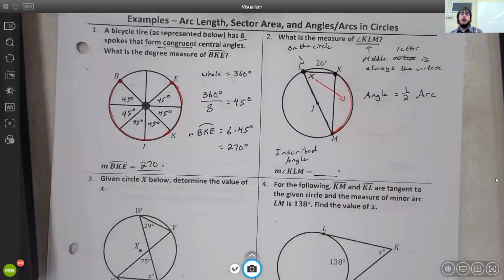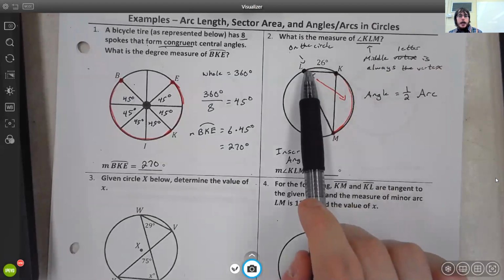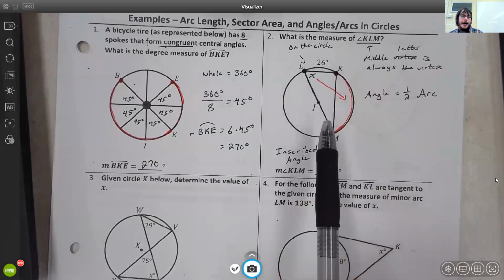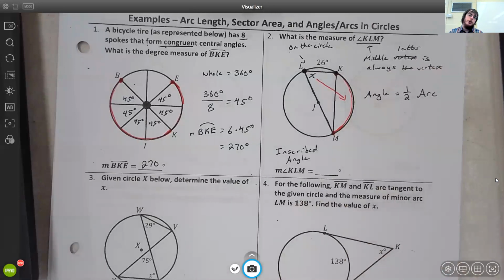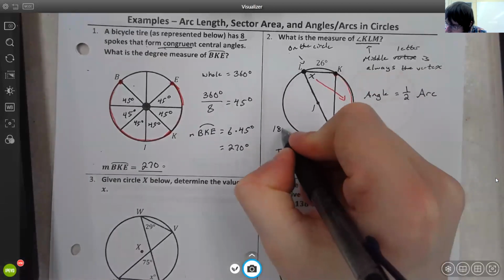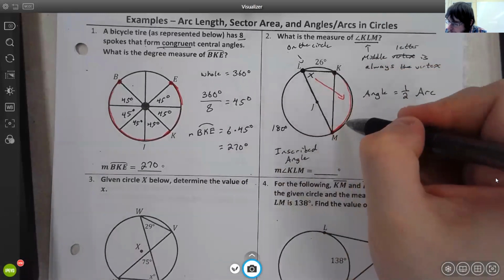So how are we going to determine that arc? Well, we know that arc LK is 26, but we also know that LM is a diameter. And what does a diameter do to a circle? Well, a diameter cuts the circle into 2 equal pieces. And the 2 equal pieces of the circle would both have a degree measure of 180 degrees. So that means that we know this is 180, and we also know that this is 180.